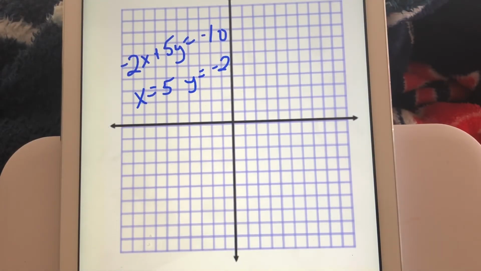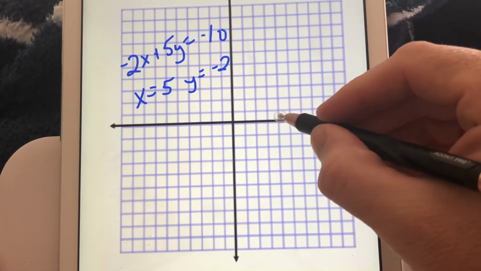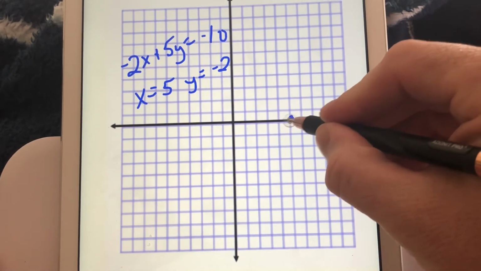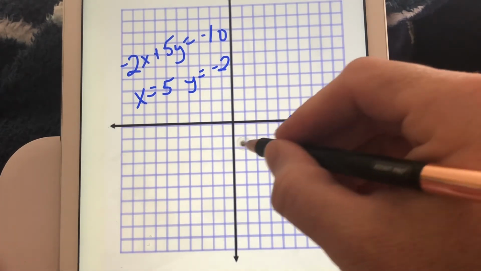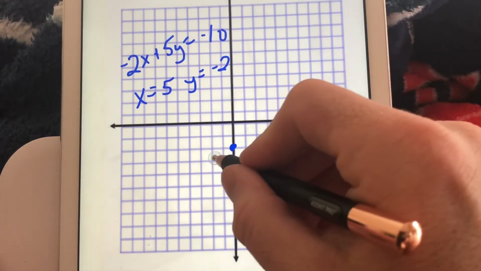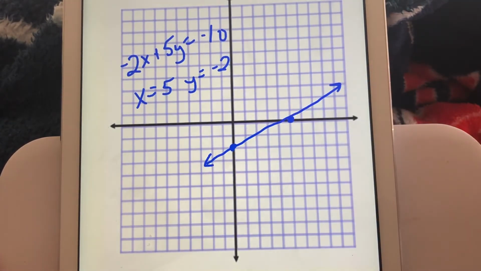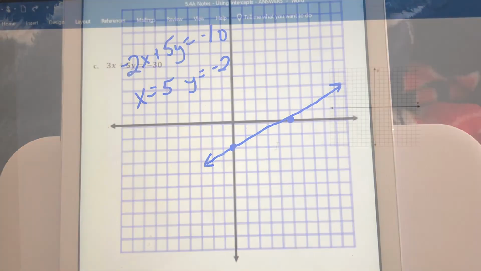So we had our equation negative 2x plus 5y equals negative 10. We calculated our x-intercept to be 5, so we're going to go right 5 units, 1, 2, 3, 4, 5, and put our x-intercept. Our y-intercept was negative 2. We only need 2 points to graph a line, so let's connect those, with arrowheads on both ends because it continues both ways. So there's the graph of our equation.